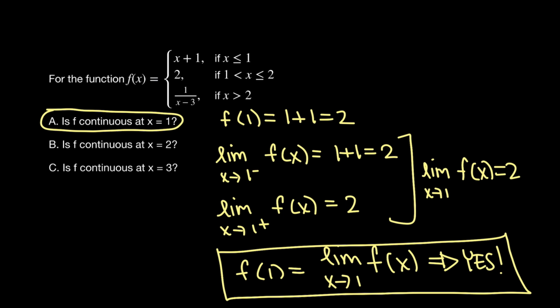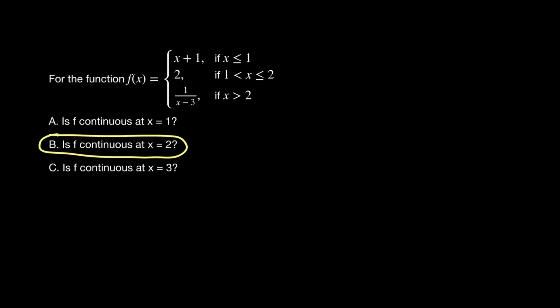All right, what about at x equals 2? Let's see what's happening at that location. So at x equals 2, I'm first going to figure out, does the function exist? So f of 2, when x equals 2, I use my middle definition. I plug in, well, there's nothing to plug in. I just get 2. So f of 2 is 2.